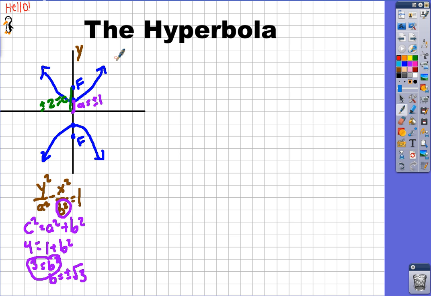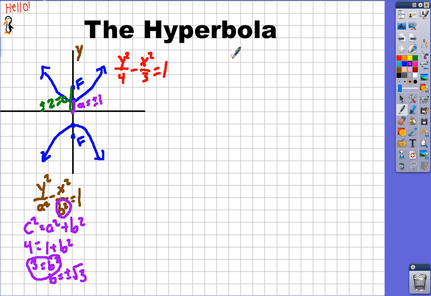We can go ahead and write it out. Y squared over A squared, which is going to be 4, minus X squared over B squared, which is 3, always equals 1. So there's our equation for the hyperbola that we were given in the graph.